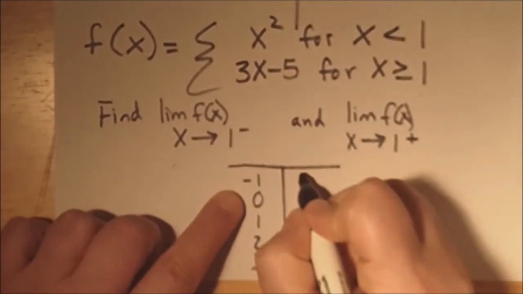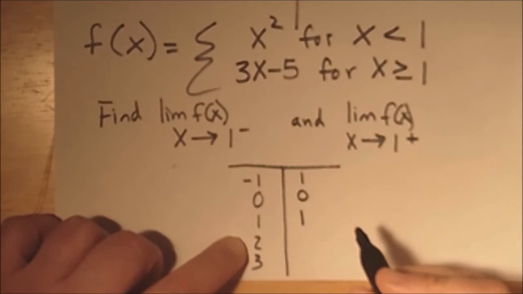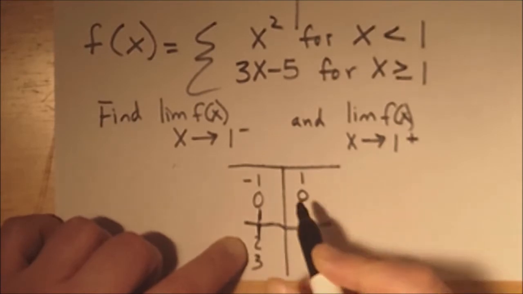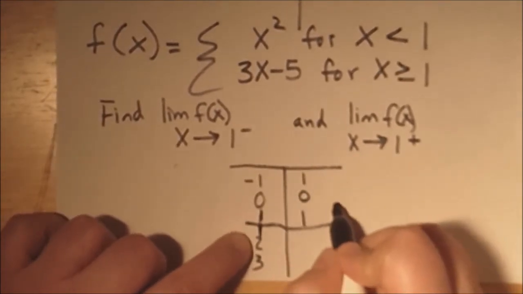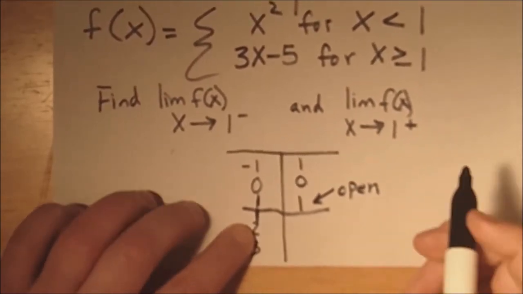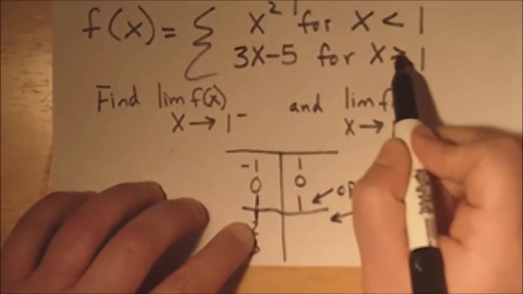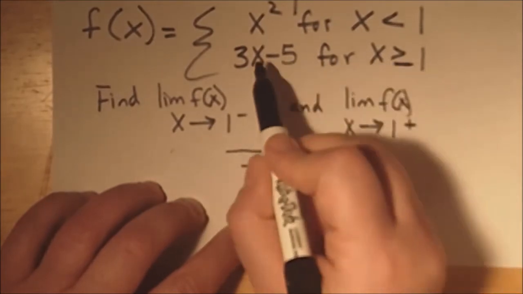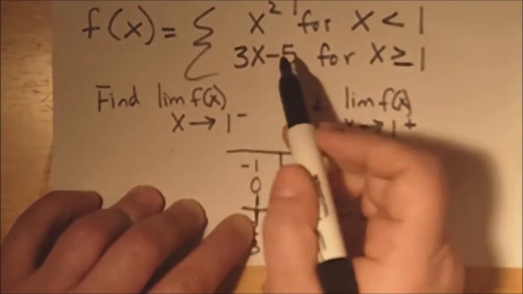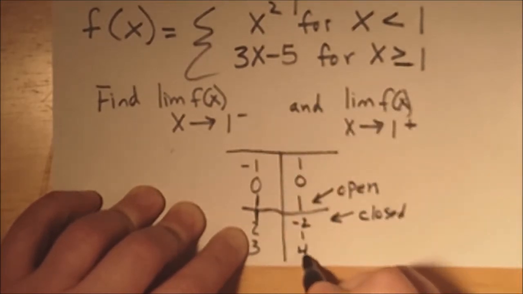So coming back, filling in my chart, I put 1 on my chart twice. So here I would have an open circle. Here I would have a closed circle, because x does equal 1, and when x does equal 1, then I'm looking at this equation. So when x is 1 here, this would be -2, this would be 1, and this would be 4.